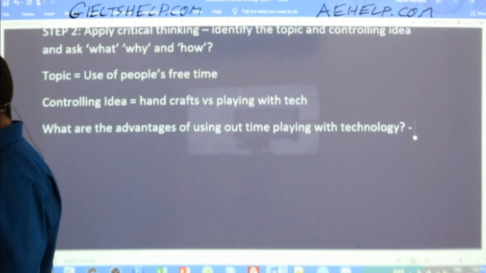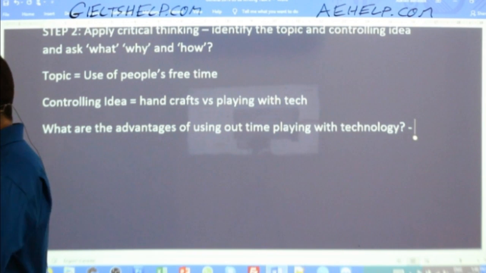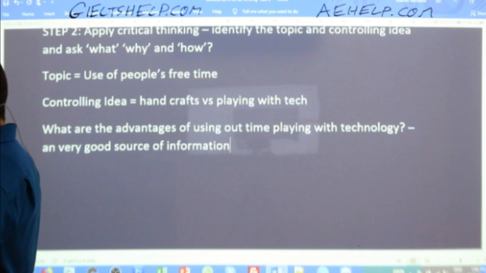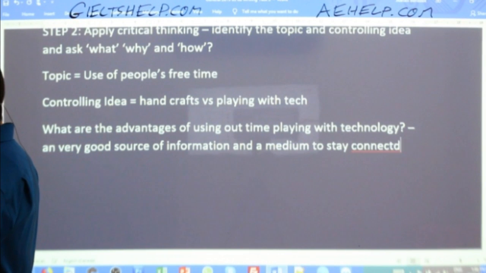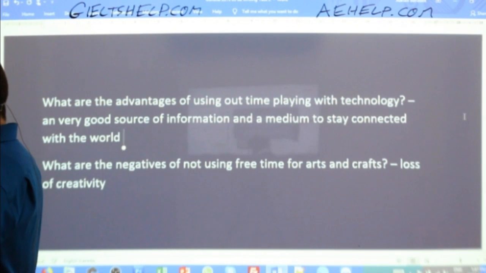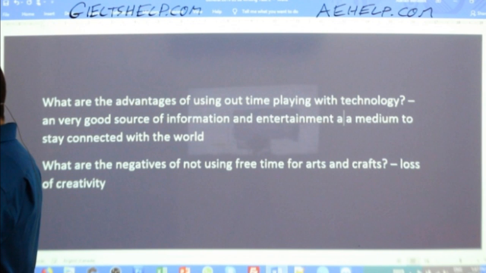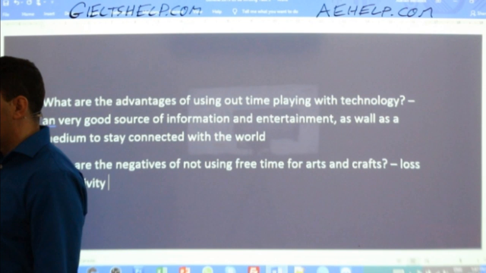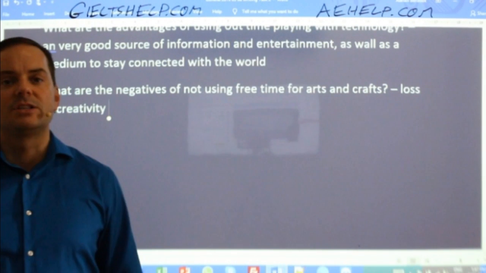what is the advantage of using our time playing with technology? It's a very good source of information and a medium to stay connected with the world. Okay, and we can add in entertainment. So it's a very good source of information and entertainment, as well as a medium to stay connected with the world. Okay, good. So we have a really nice answer for that one.